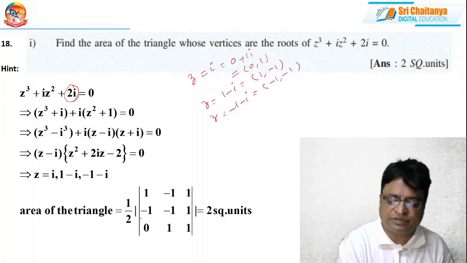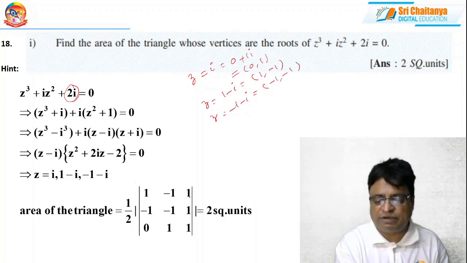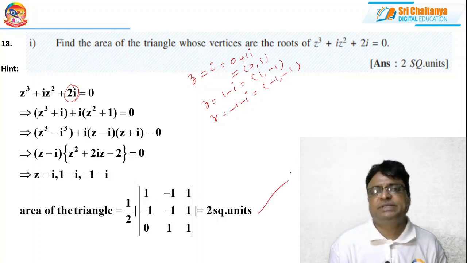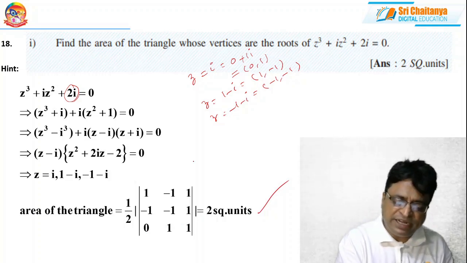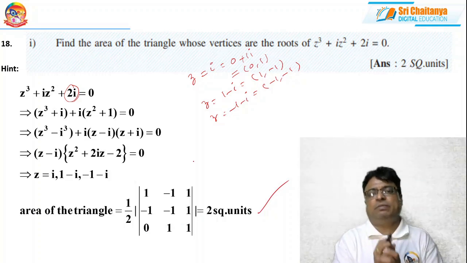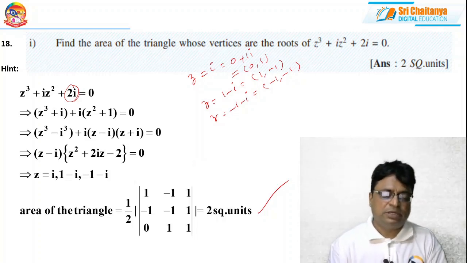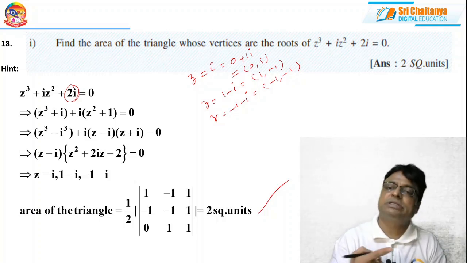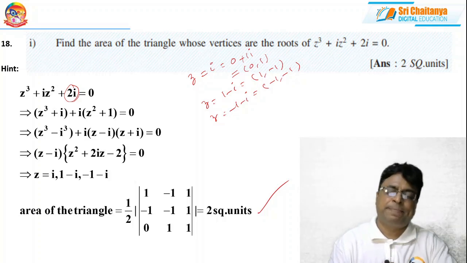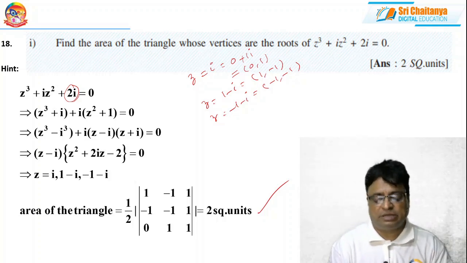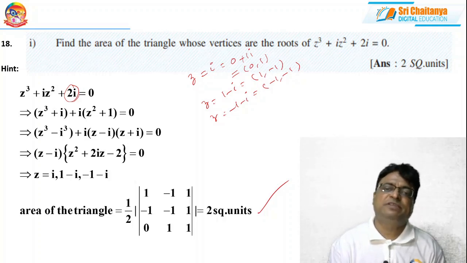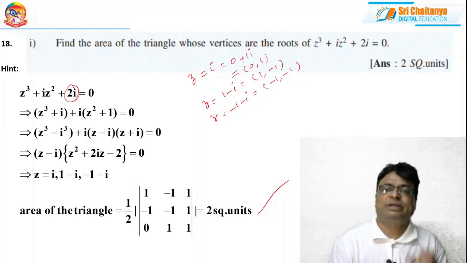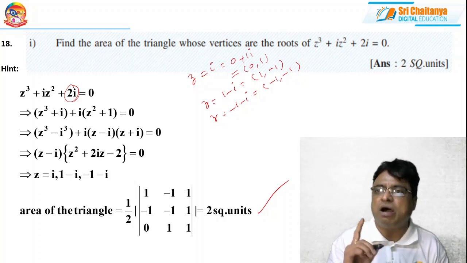And you know it, right? Area of the triangle is half modulus of the determinant x1 y1 1, x2 y2 1, x3 y3 1. Simplify this, you will get the answer as 2 square units. Simple. So finding the area, see, that's why it is also a mixed problem. Though the question is from complex numbers, see, 3 areas were covered. One is solving the equation. Second is applying complex numbers, I mean coordinate geometry, the area of the triangle concept, and the determinant concept. That's why this kind of mixed problem is always important.